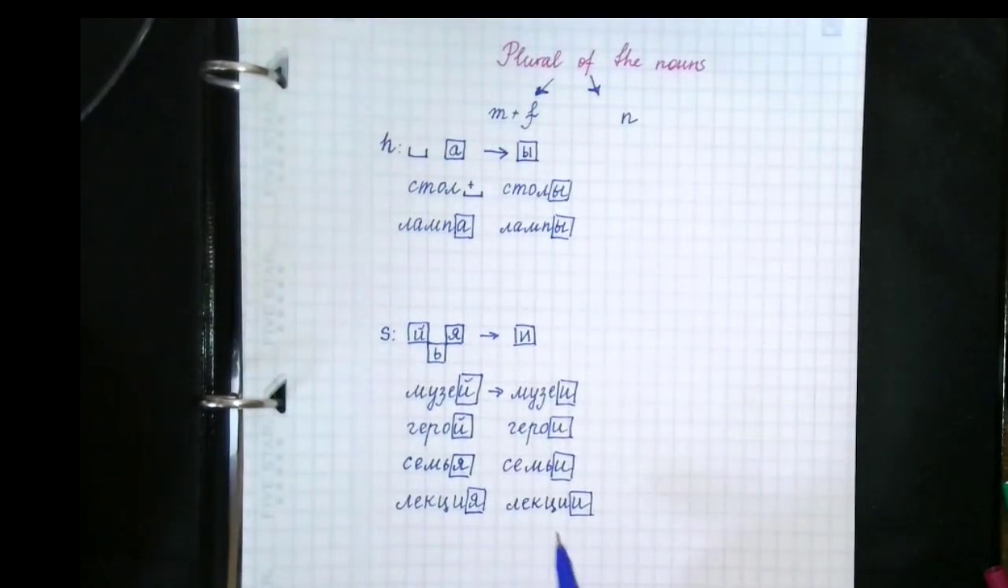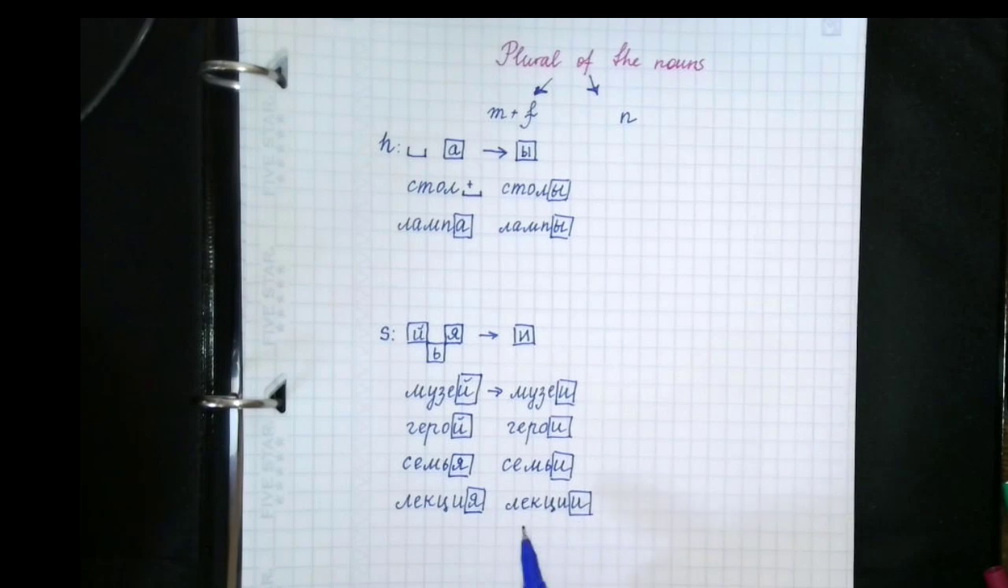Don't be afraid or confused that we will have two и's right here. This и is part of the main word, yeah? And я is the ending that disappeared and got replaced by и. We're just going to be pronouncing it as и, лекции, лекции.